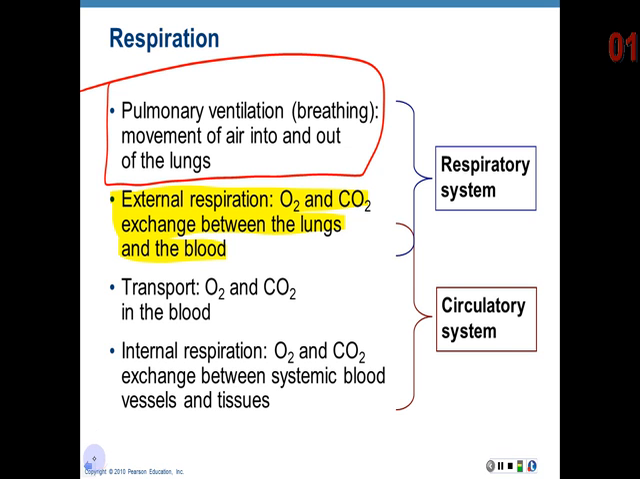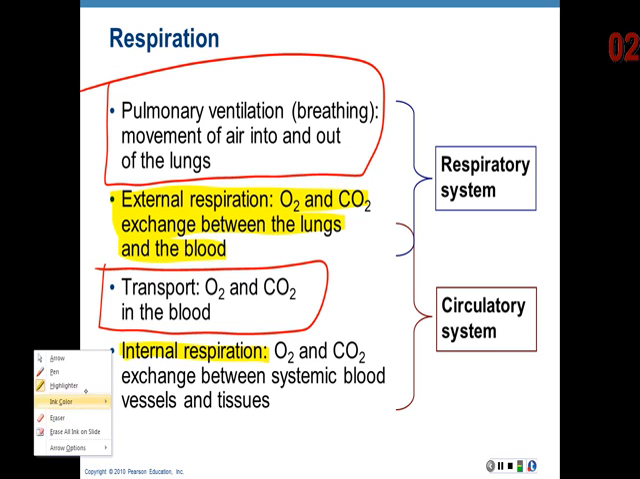Transport of CO2 and oxygen in the blood is the next step along the way. So we're carrying oxygen-rich blood from the heart out to the tissues. That's part of respiration. And then finally we get to the very last step in this, which is referred to as internal respiration. This happens in the capillaries.